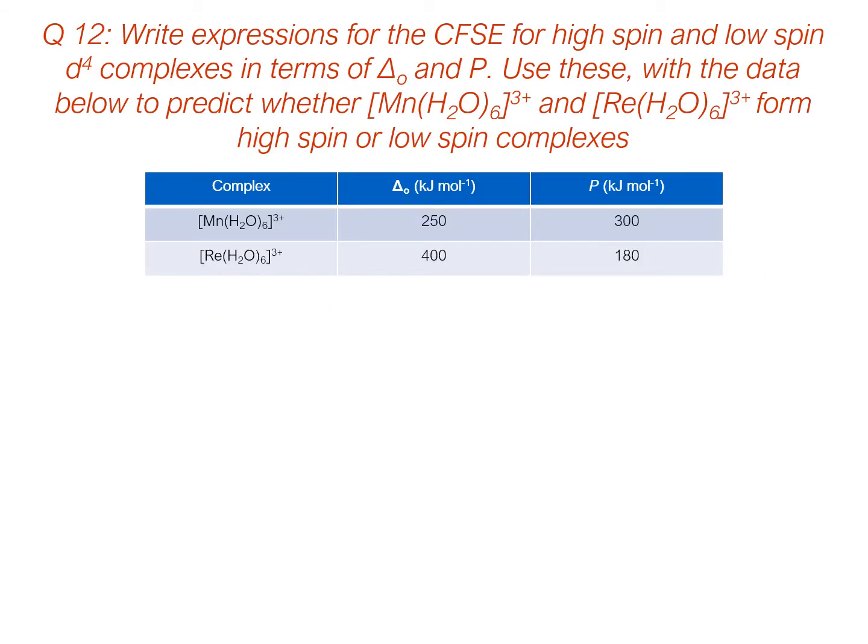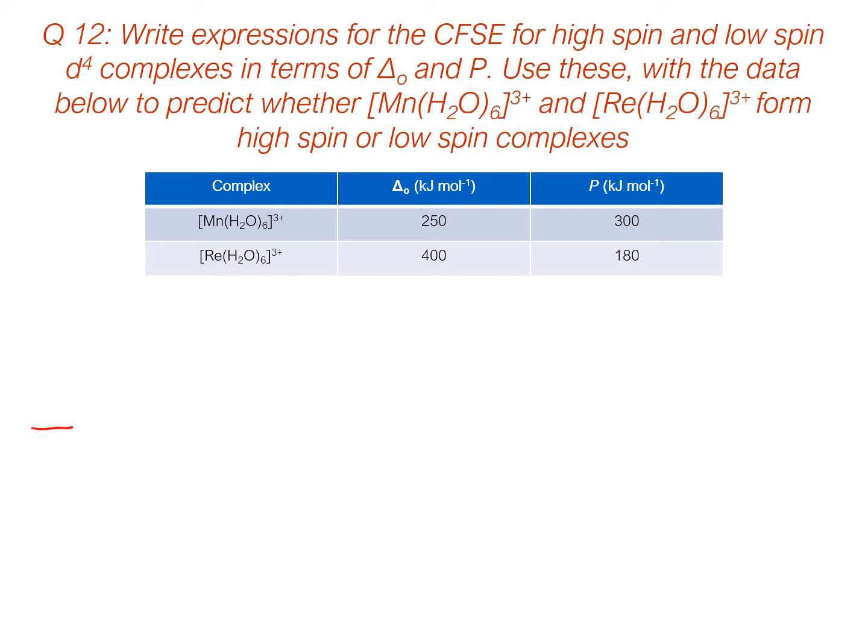Question 12 is all about working out whether complexes are going to be high spin or low spin. So we're going to start by working out the crystal field stabilization energy for both high spin and low spin d4 complexes, and then using some data that we've been given for the crystal field splitting energy and the pairing energy, whether two complexes are going to be high spin or low spin. So let's start off by working out these expressions for the crystal field stabilization energy.